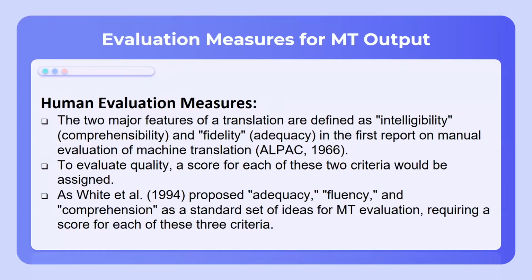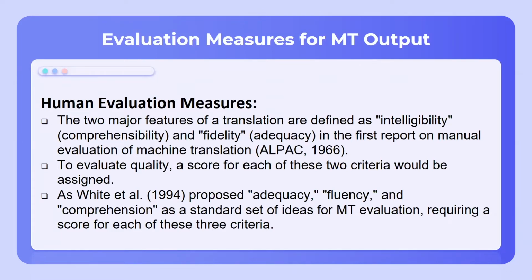There are two major features of a translation. They are intelligibility, which means the comprehensibility, and fidelity, the adequacy. They were proposed in the first report on manual evaluation of machine translation. To evaluate quality, a score for each of these two criteria will be assigned.